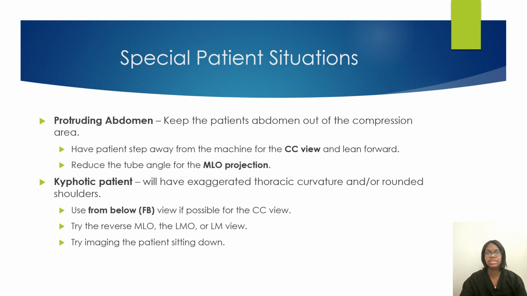When you have a patient that has a protruding abdomen, keep the patient's abdomen out of the compression area. So have the patient step away a little bit from the machine. Make sure that they lean forward on the CC view, and then reduce the tube angle for the MLO view. So instead of automatically rotating the tube to a 45-degree angle, just reduce it to 40. See how that will work.